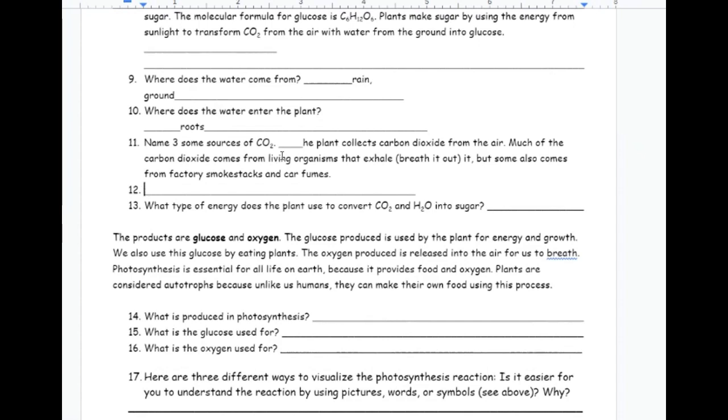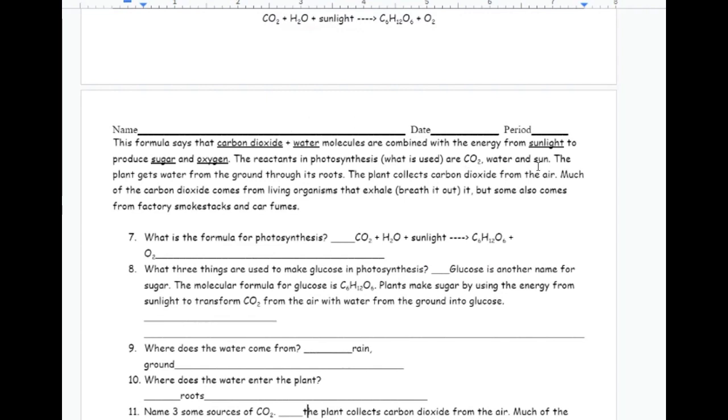I should probably put my tab back up here. What type of energy does the plant use to convert carbon dioxide and water into sugar? What type of energy does it use?